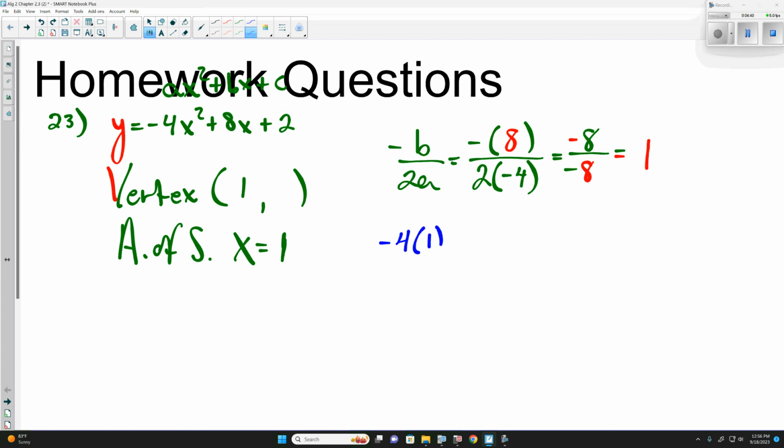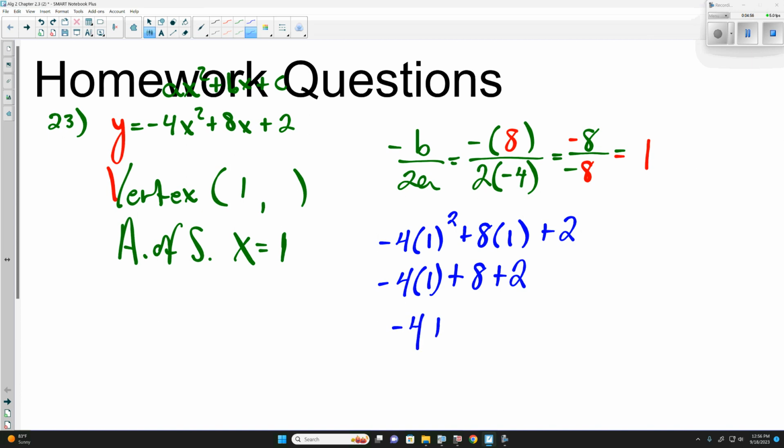Now at this point, we can plug this back into the equation to find the y value of the vertex. And if we simplify this down, 1 squared is 1. 8 times 1 is 8, plus 2. Well, negative 4 times 1 is negative 4. 8 plus 2 is 10. And negative 4 plus 10 is 6.